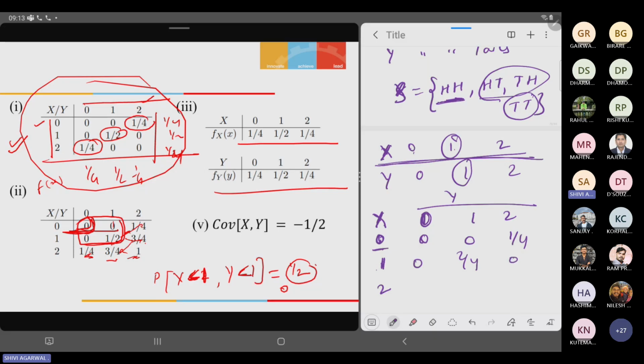Similarly, when X is equal to 2, then we are getting two heads. So it means it is 1 by 4 here. Clear? But when X is equal to 2, then Y is equal to 1, not possible. X is equal to 2 and Y is equal to 2 is not possible here. This is the way to make the table by considering the event, what type of experiment we are doing here.